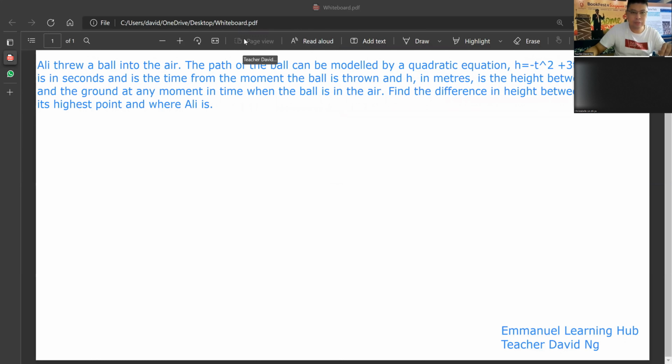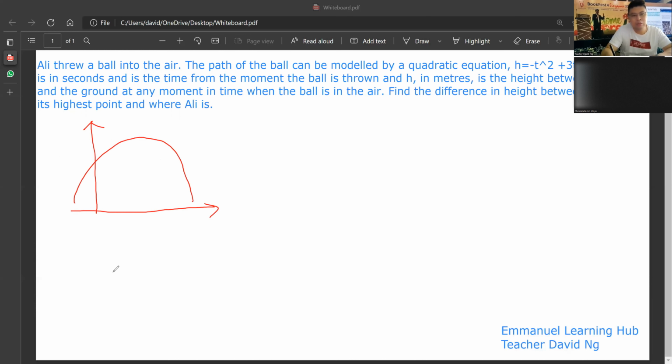Okay. Ali threw a ball in the air. He threw a ball in the air. Okay, Ali could be here. Okay, how do I know that the curve cuts the y-axis? If you look at this equation, right, there's a +2. So this is 2. Okay, that's how I know you cut the y-axis.